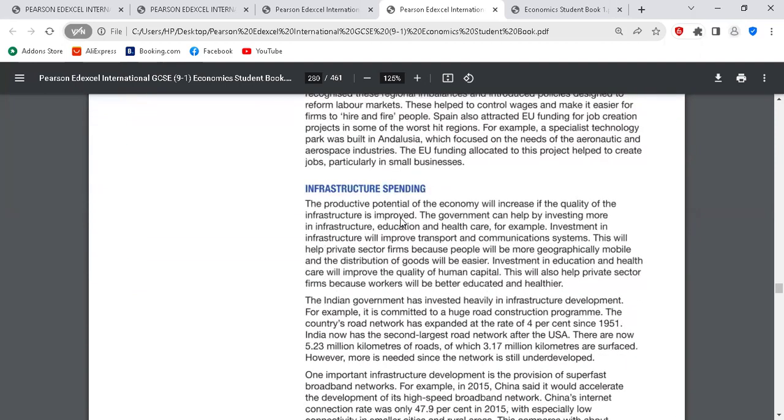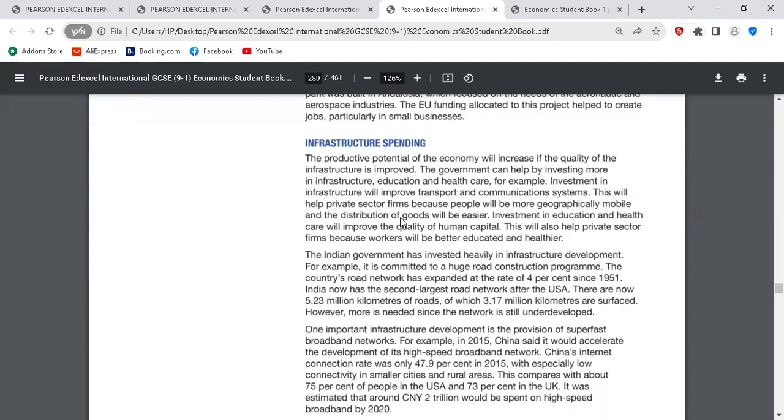Infrastructure spending. The productive potential of the economy will increase if the quality of the infrastructure is improved. The government can help by investing more in infrastructure, education, and healthcare, for example. Investment in infrastructure will improve transport and communication systems. This will help private sector firms because people will be more geographically mobile and the distribution of goods will be easier. Investment in education and healthcare will improve the quality of human capital. This will also help private sector firms because workers will be better educated and healthier.